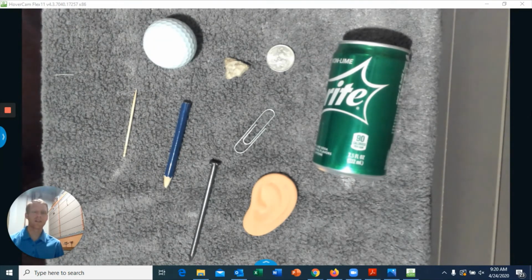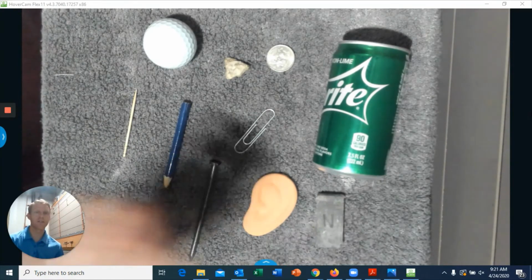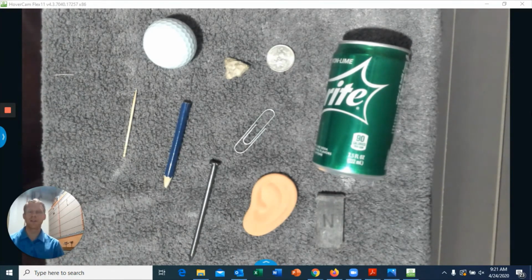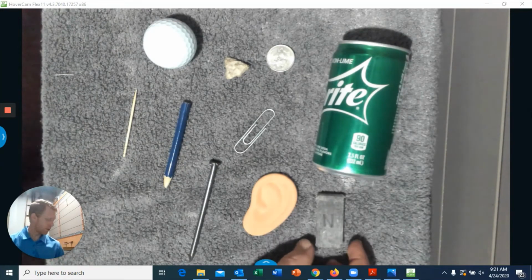Now let's take a look at if any of these objects are magnetic. Of course, we have the same magnet that we had from last week, and we are going to test. So I want you to take a moment, look at all of these different objects, and think about which of them do you believe will be magnetic. Remember our properties of magnetism that we've studied before? What do you think? Let's go ahead and test.